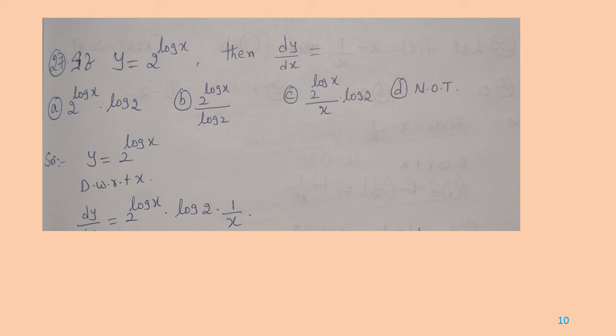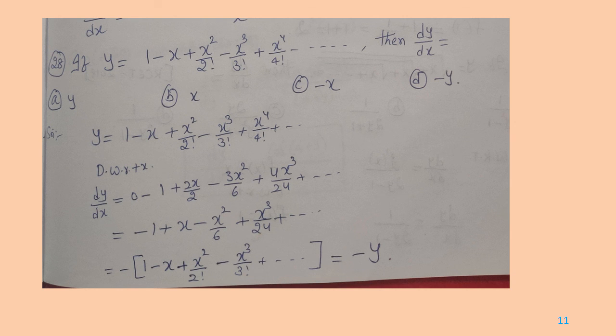So next one, if y equal to 2 power log x, then dy by dx equal to, options are there. So the value of y is 2 power log x. If you differentiate with respect to x, dy by dx equal to 2 power log x into log 2 into differentiation of log x, which is 1 by x. See here, we know that differentiation of a power x is a power x into log a. So 2 power log x will become 2 power log x into log 2, and differentiation of log x is 1 by x. So which is option C.